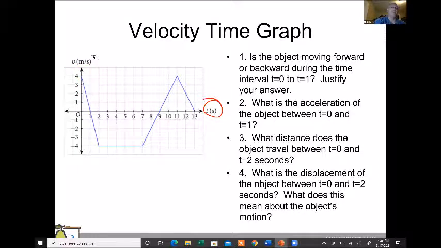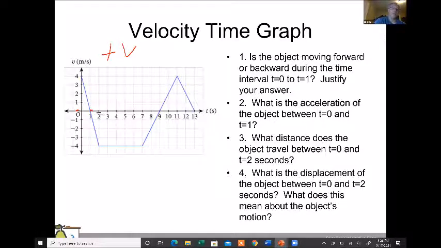This question is asking us if it's moving forward or backward. Really, we just need to look at the velocity. In between 0 and 1 second, that velocity is always positive. It never becomes negative between 0 and 1 second. If it has a positive velocity, that means it's moving forward to the right. So the correct answer here was forward because the velocity is always positive.